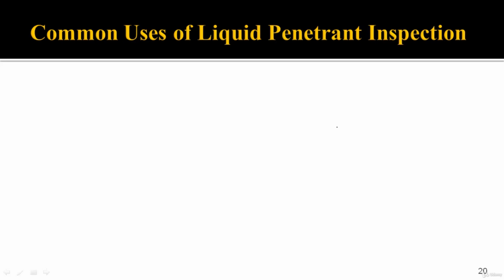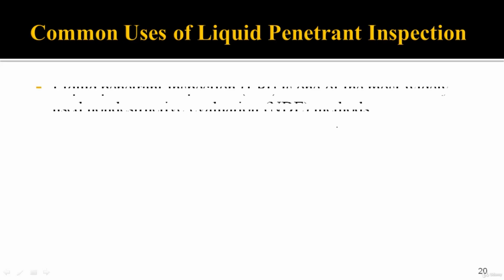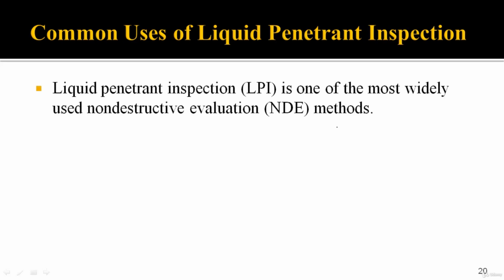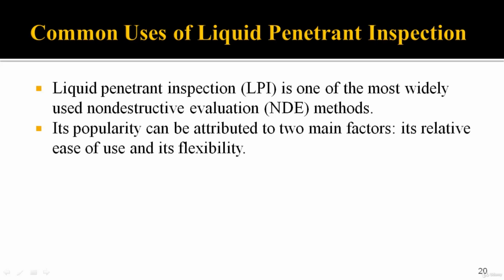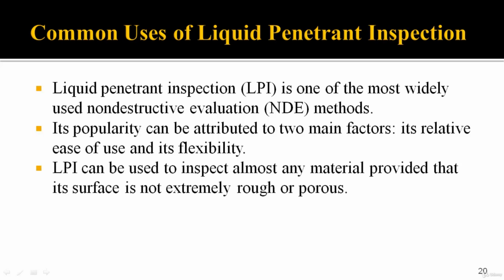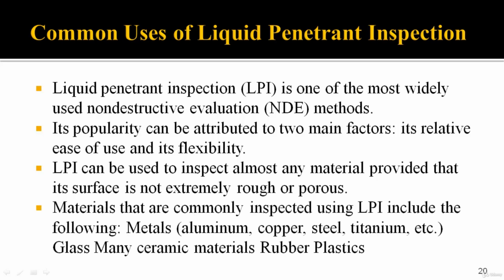So what is the common use of this inspection test method? It is one of the most widely used non-destructive evaluation methods. Its popularity can be attributed to 2 main factors. Why is it popular? Because of its relative ease of use. We can easily use it. It is less costly and it is flexible. It can be used to inspect almost any material provided that its surface is not extremely rough or porous.